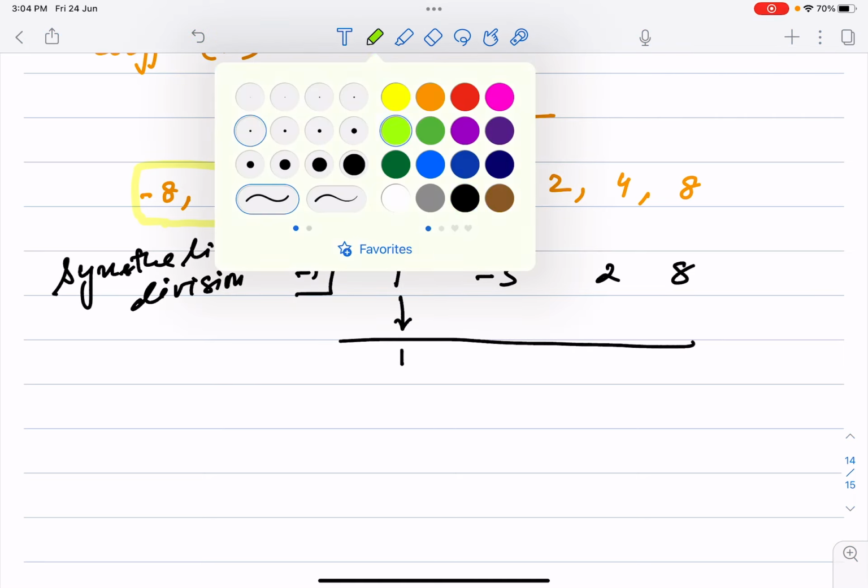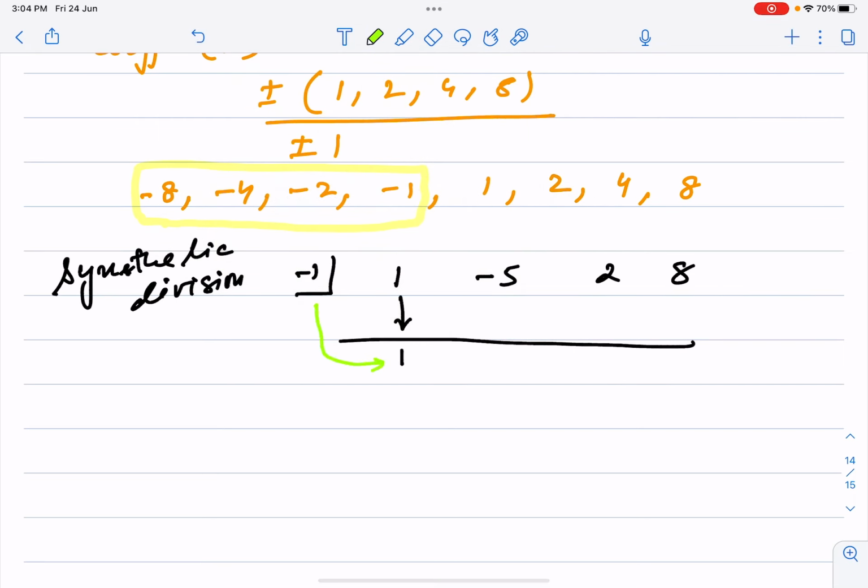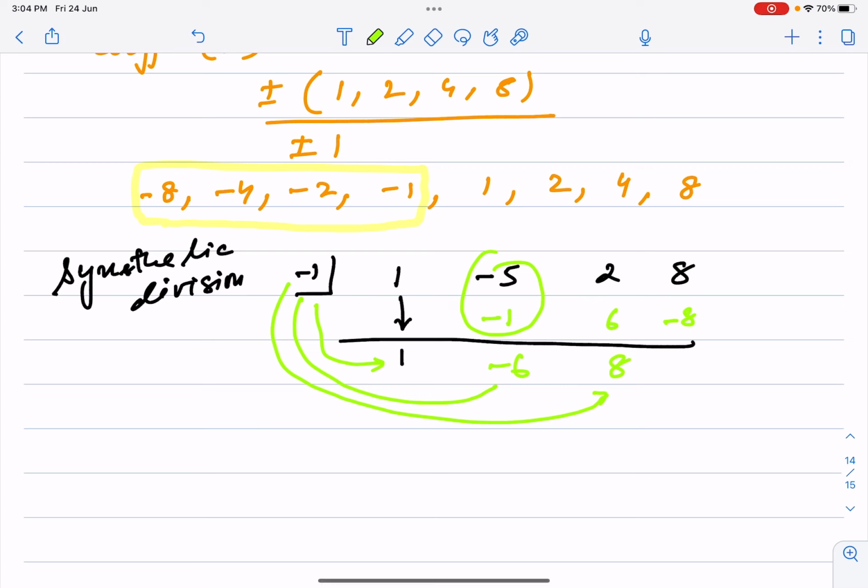Now -1 multiplied by 1 is -1. Add these two, -6. -1 into -6 is +6. Add these two, this becomes 8. Then -1 into 8 is -8. Add these two and it will become 0. So that shows -1 is one of the roots.